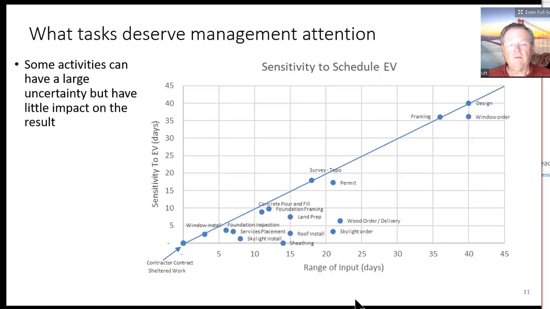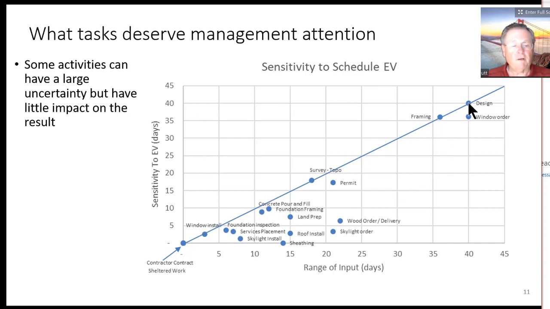So another way of thinking about this is what tasks deserve the management attention. And what we can do is plot a graph here of the range of the input days. So what's the difference between the P10 and the P90? And here's the sensitivity to the EV days. So things that are on this line, this is a 1-to-1 line. So this is going up to 45 and 45.